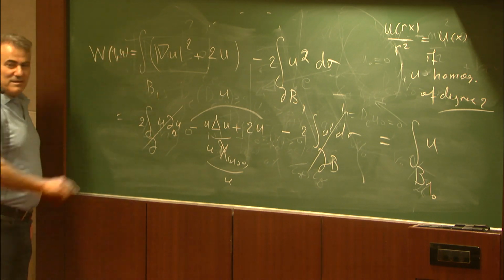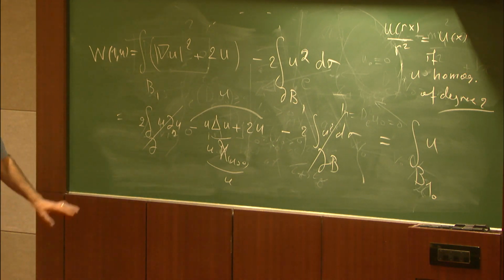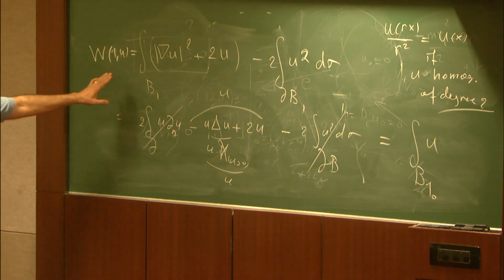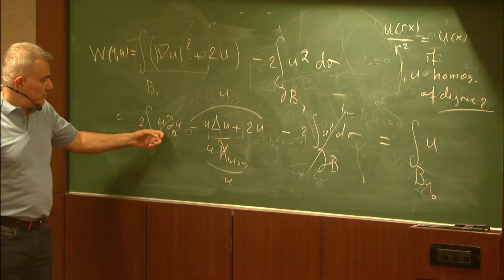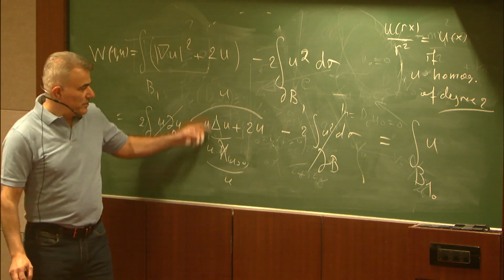Okay, so yesterday was W prime. I'm not doing W prime. Today I'm just doing W. So it's just integration by parts. You can integrate W by parts, and if U is homogeneous of degree 2, these two cancel, and these two together will be U.